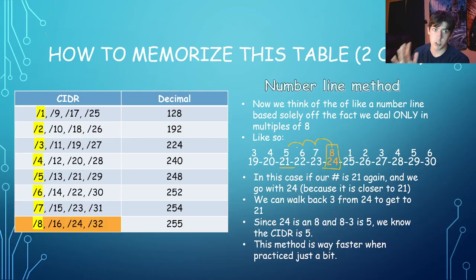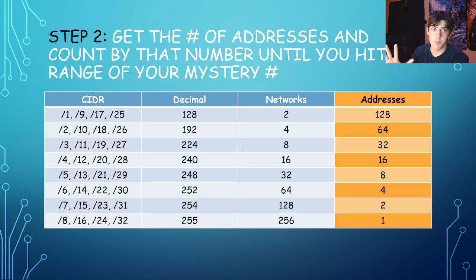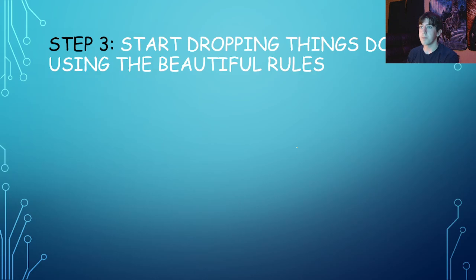Just practice it. Now, we're going to get into the examples, kind of. Step 2, you got to figure out your addresses, and you're going to count by your addresses, meaning you're going to count by multiples of your address whenever you figure out what your address is, which will be really easy because you know your CIDR notation. Now, this means if we get 4 in our address, we're going to count by 4s, and that's gross because we can go all the way up to 255, but we'll get into that. Now, you're going to start dropping things down using the beautiful rules.